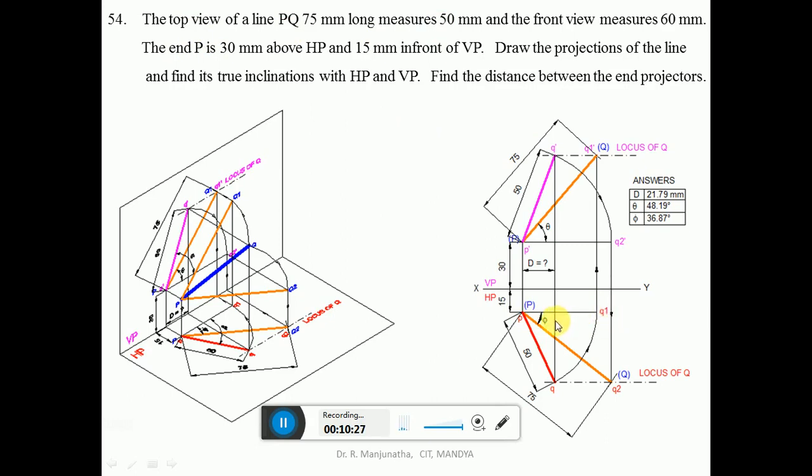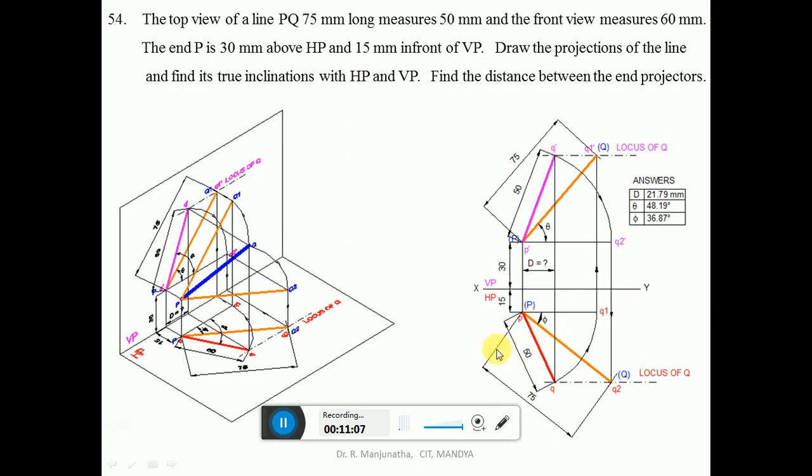The length of PQ1 will be 50 mm. Draw a vertical projector to the front view. Then with P dash as center, take the radius of 75 and cut an arc on that vertical projector. You get this point as Q1 dash. Since this line is parallel to VP, you get the true length here, and you mark these points as capital P and capital Q. Then join P dash to Q1 dash with a line thicker than the projector line, and then draw a horizontal dash dot line, which is going to be the locus of Q in the front view.